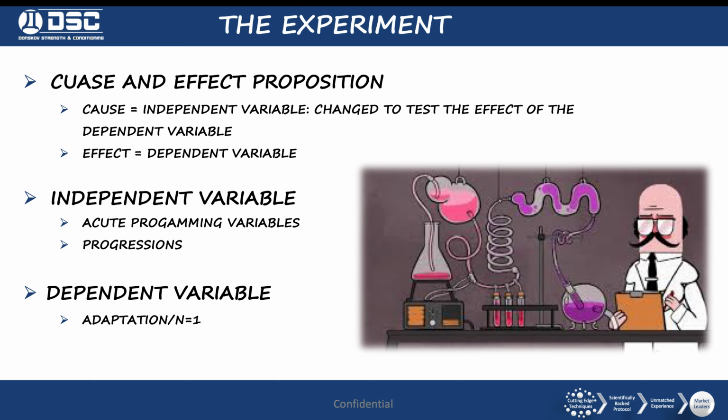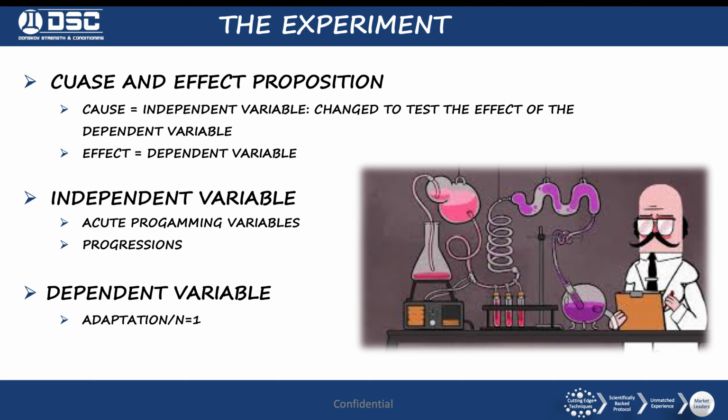We can do that by progressively loading the athlete, so progressive overload. We can do that by variation, adding different forms of exercises to tax different motor unit pools. And we can also do that by specificity, being much more specific to the demands of the given sport. Okay? The dependent variable here is the athlete and the adaptation that we're trying to solicit. So independent variable is our acute programming parameters, and our dependent variable is the athlete.